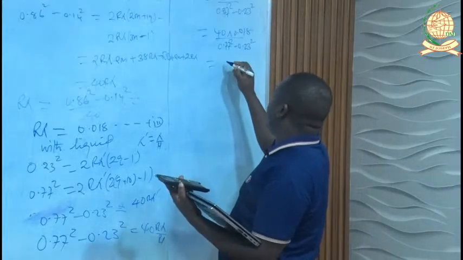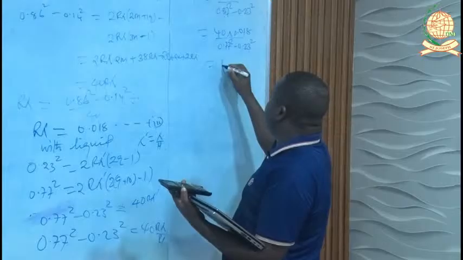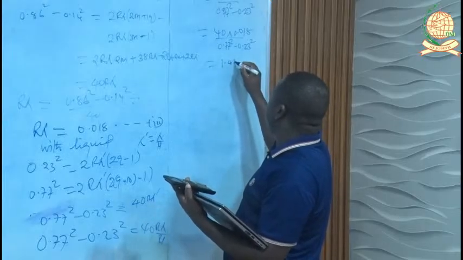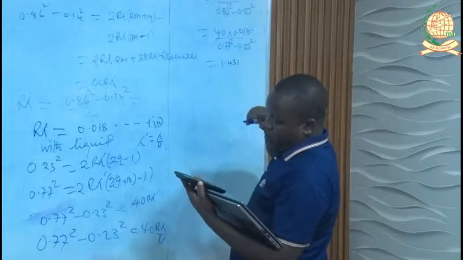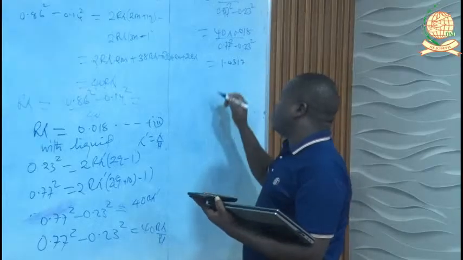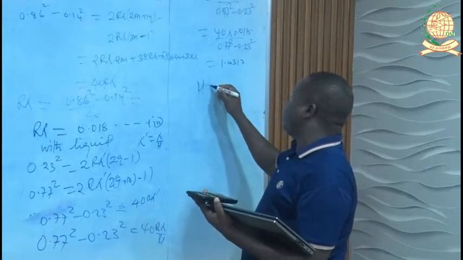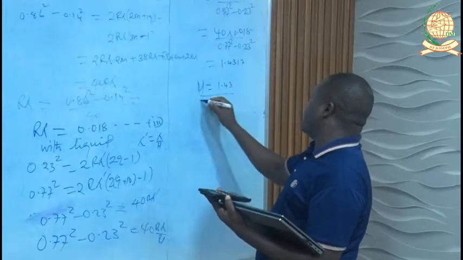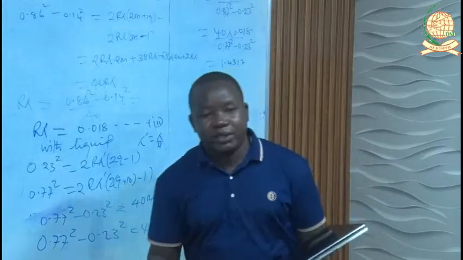So you're getting the answer equal to 1.4317. So the refractive index of the liquid is 1.43. That is the required refractive index.